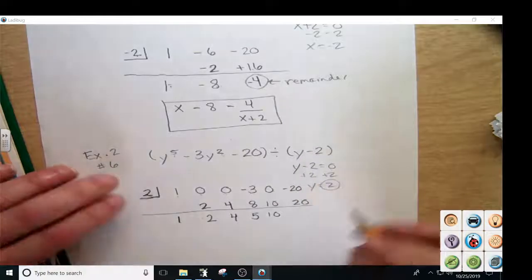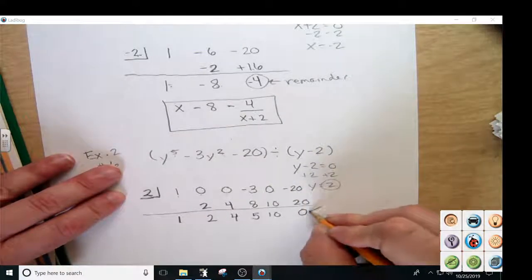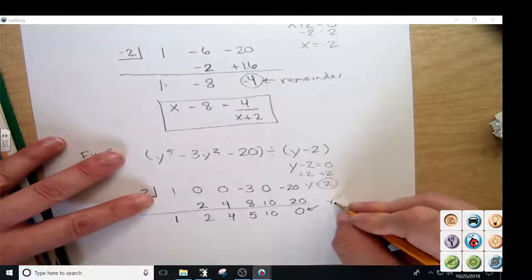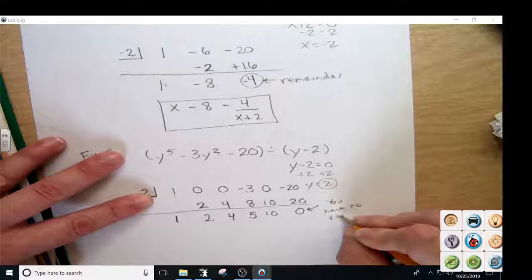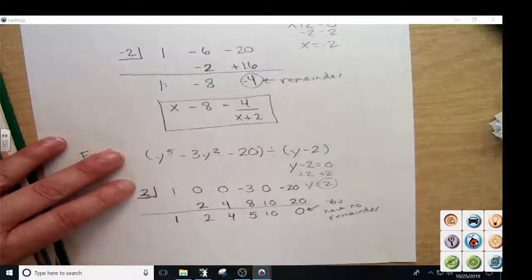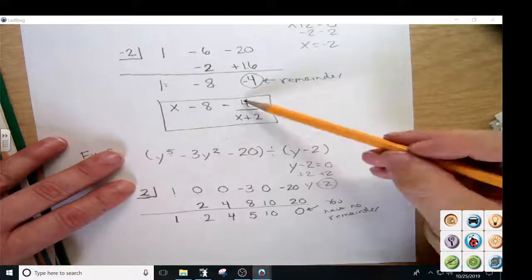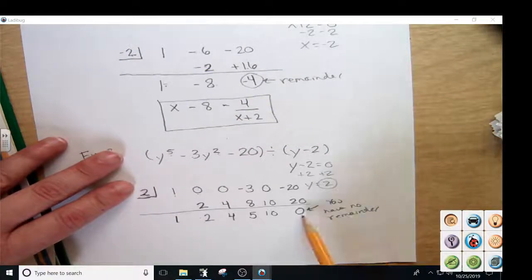All right. Now, notice here, guys, when I add this is 0. What this means is you have no remainder. All right. So you have no remainder. So you won't have, like we had up here, a remainder here. You won't have that in this one because this is a 0.